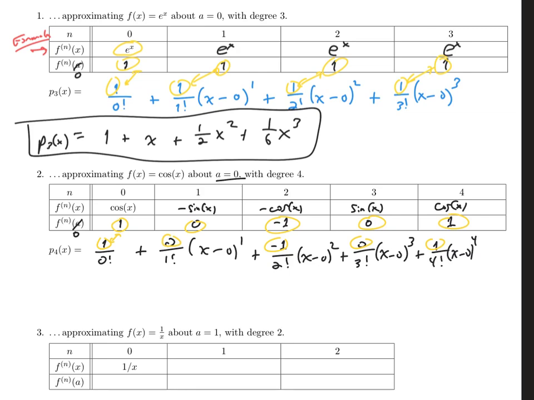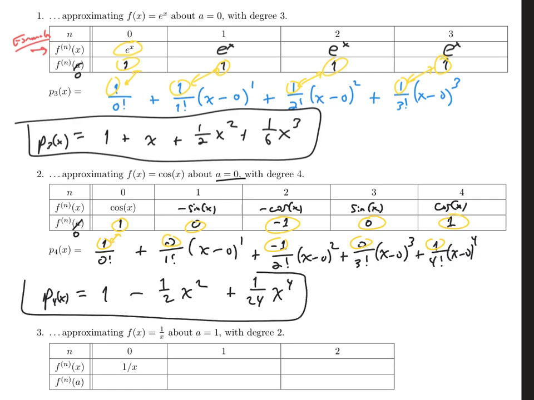Once again, this can be simplified a lot. This is 1. Every term that has a 0 in its coefficient is just really not there. So I'll have 1 minus 1/2 x squared plus 1 over 24 x to the 4th. The x to the first term and the x cubed term both have coefficients 0. So this is the 4th degree polynomial for the cosine function centered at 0. All right, one more.